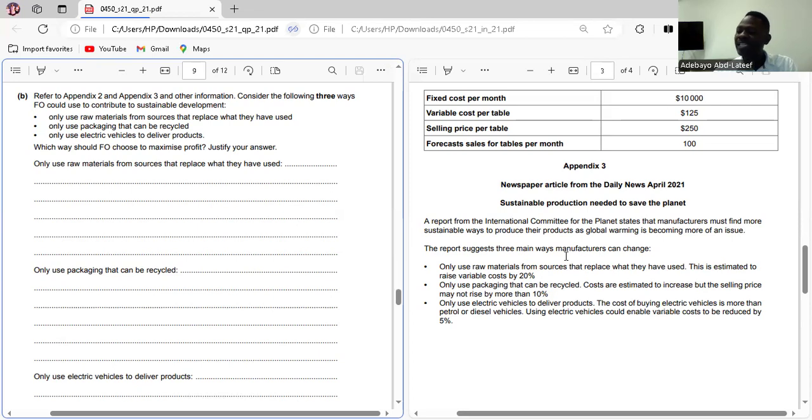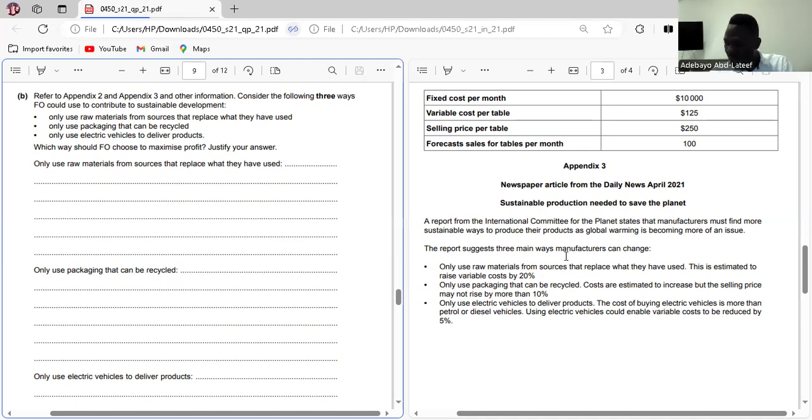Two, it might be able to charge higher prices. When you use only raw materials, clear. The problem is that the variable cost will increase by 20%. That is the reason here. It's written there. It will increase by 20%. The variable cost. It is written. Clear? That's for raw materials.